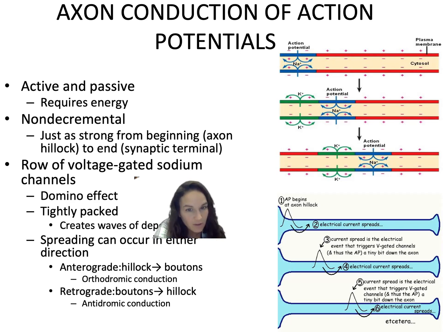So if it was initiated in the middle, it will go both ways. If it was initiated at the axon hillock, it's going to go to the synaptic bouton or the terminal, and that's referred to as orthodromic conduction. And this is the most common we'll see in this course, coming from the axon hillock to the axon terminal. And that's also referred to as anterograde transmission. And then the spreading of that depolarization can also go in the opposite direction. So going from the axon terminal to the axon hillock, that's called retrograde transmission or antidromic conduction. It's another totally viable way that the nervous system communicates. We'll just see fewer examples of it in this course.